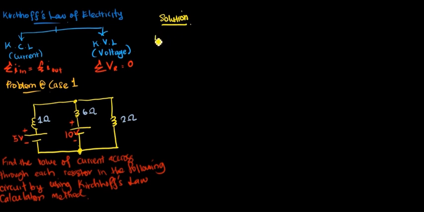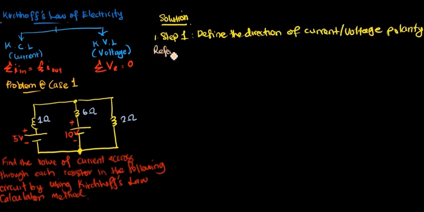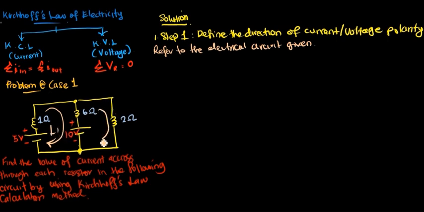For step 1, we define the direction of the current and voltage polarity first. By referring to the electrical circuit given here, we estimate the direction of the loop and also the direction of the current as clockwise.